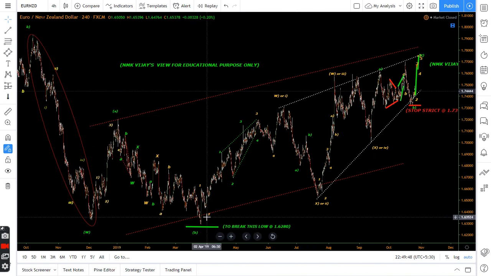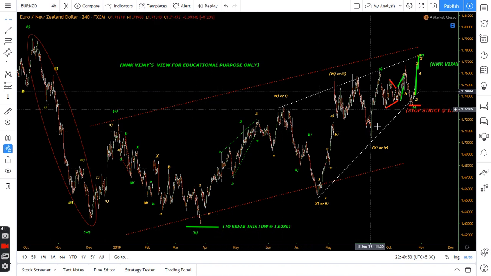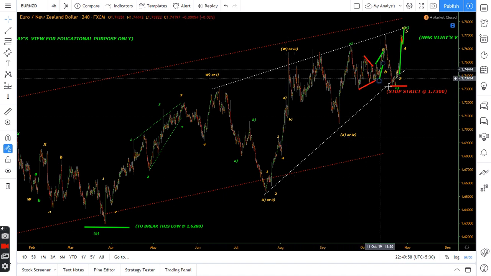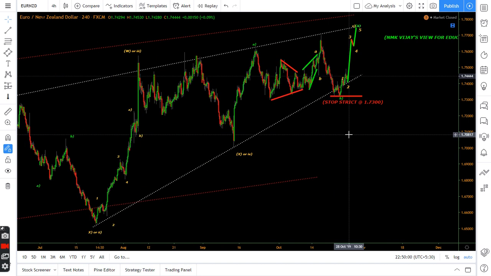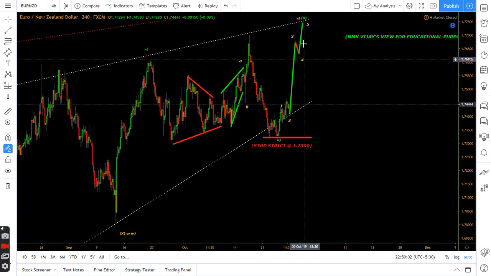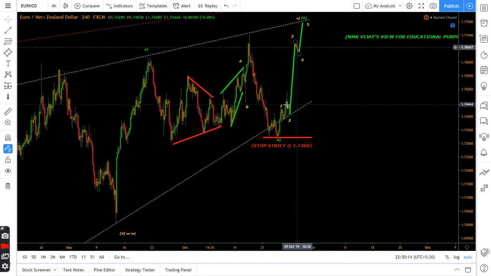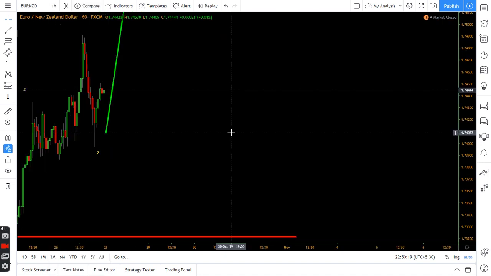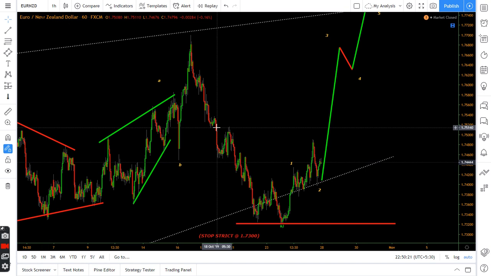Okay, see there is my A, B and C in an ending diagonal pattern. Okay, 1, 2, 3 and this is the 4 and A, B, C. Still we are in that fifth wave. At that time what I said is the New Zealand dollar is going to the low, downward to break that 0.6195. So it can shoot here. What happened here is, I will switch to the 1 hour chart.